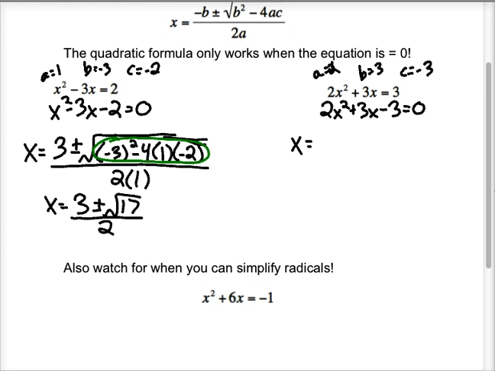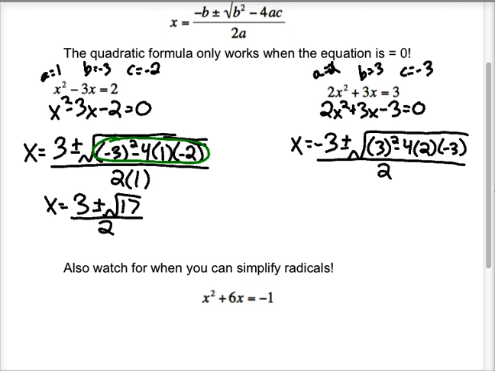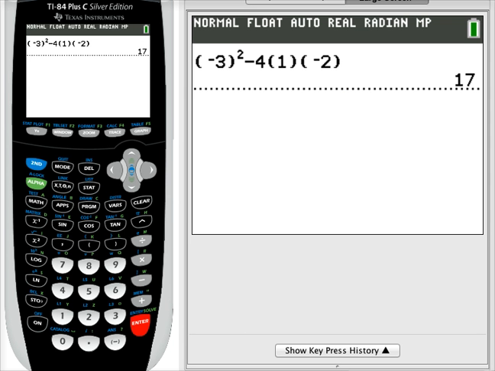From here, now I just start plugging things into the quadratic formula. Negative b plus or minus the square root of b squared minus 4 times a times c, all over 2 times a. And I want to clean up this mess inside my radical. So now I'm going to jump to my calculator and I'm going to plug all that in.